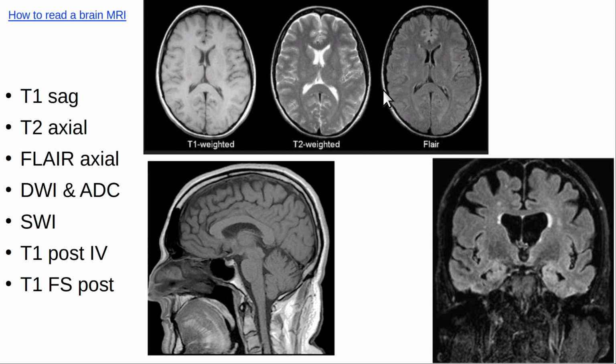Okay, so here is a coronal image. By the way, these are called axial images or transverse slices through the brain. This is called coronal, front to back slices through the brain. And this is called sagittal, side to side slices through the brain.